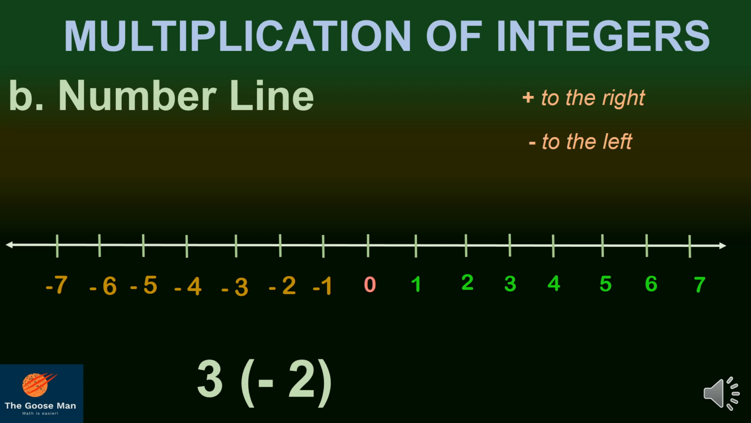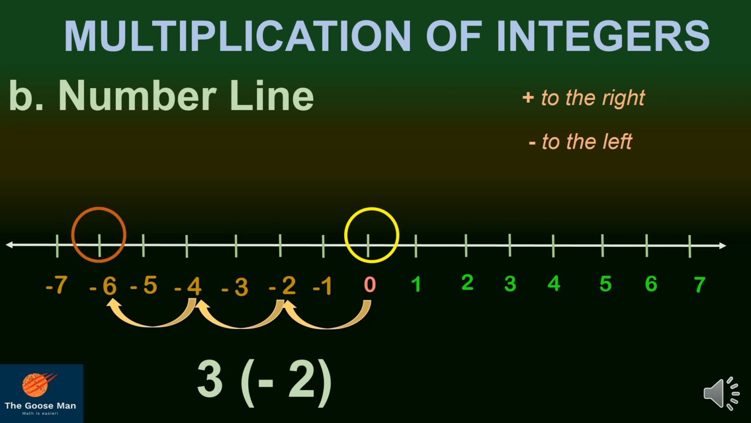This time, we will multiply integers using number lines. Recall that if we have positive, we move to the right. If we have negative, we move to the left. Say for instance, I have 3 times negative 2. I'll start with 0, and I have 3 groups of negative 2. So I'll skip count by 2, this time to the left because I have negative. So I have 1, 2, and 3. I end up with negative 6. Therefore, 3 times negative 2 is equal to negative 6.